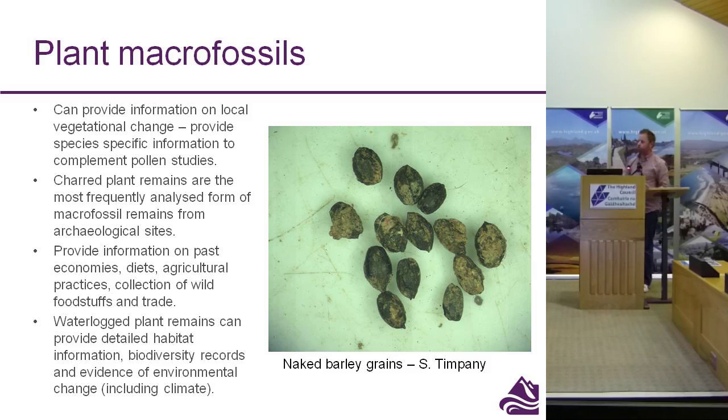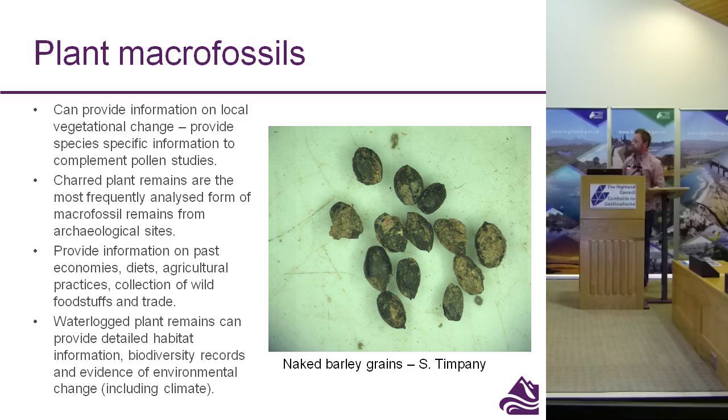But also, as well as grain, you get things like charred hazelnuts, you get things like charred fruit stones, so we can also see, particularly when we're looking at the Neolithic, for example, the collection of wild foodstuffs and how important that is to their economy as well, and how that changes in the Bronze Age, for example, where you get less collection of wild foodstuffs and more intensive agriculture, more intensive cereal growing. And you can also look at it in terms of trade.